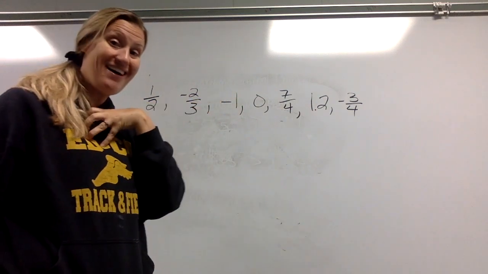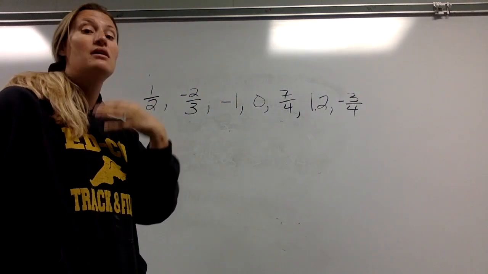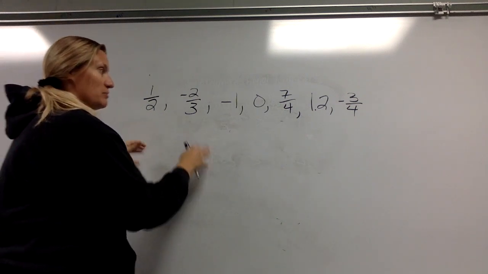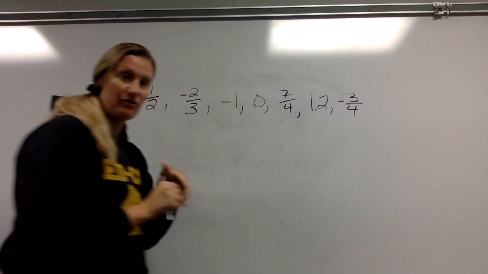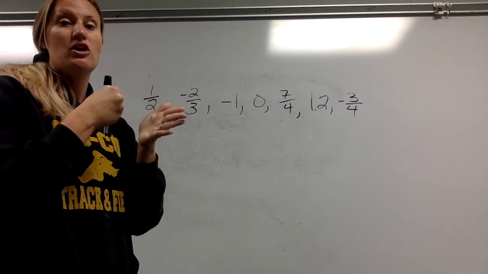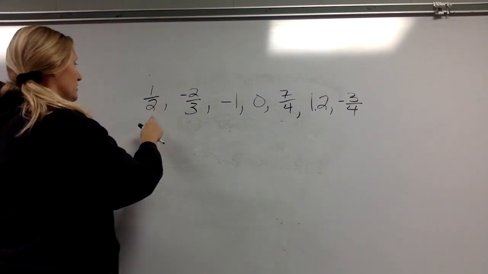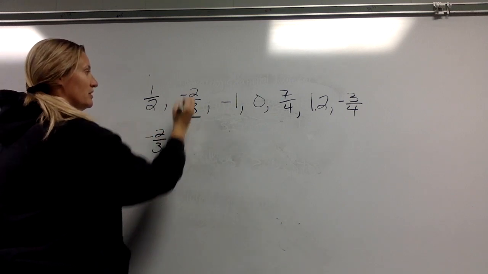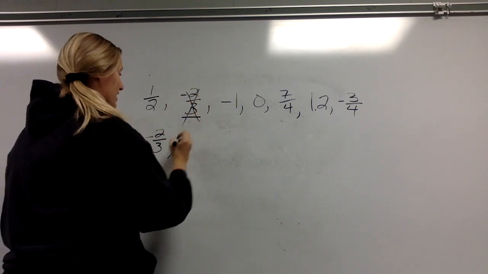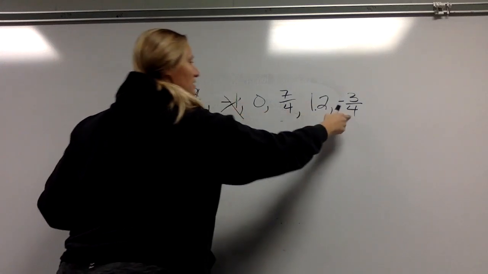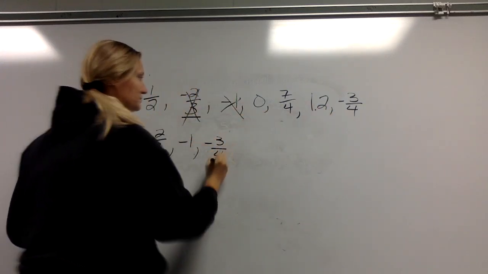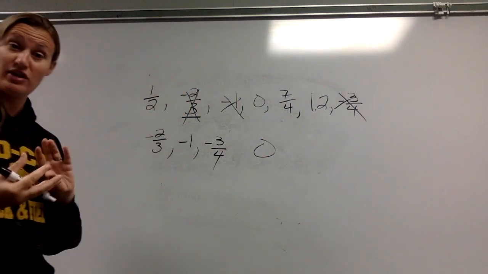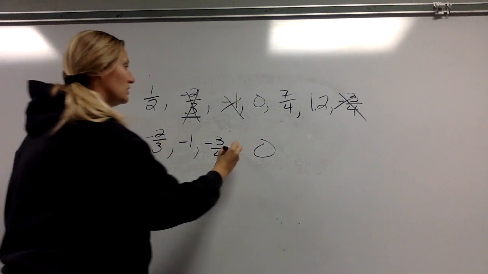So the first thing I like to do, takes a little more writing, is rewrite this so all the negative numbers are on one side and the positive are on another, because I know that negative numbers are less than positive numbers. So my negative numbers are negative 2/3. Then I cross it off once I use it. I have a negative 1, and I have a negative 3/4. 0 is always kind of in the middle. It's neither negative nor positive, so it's somewhere in the middle.